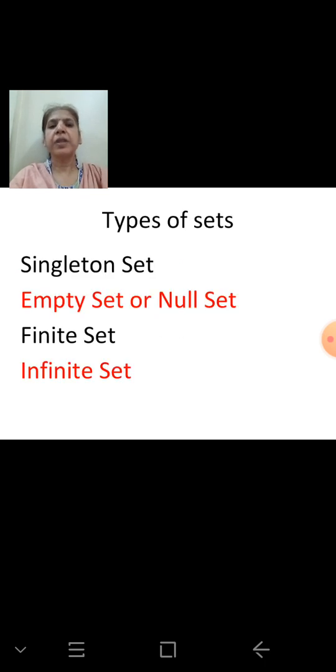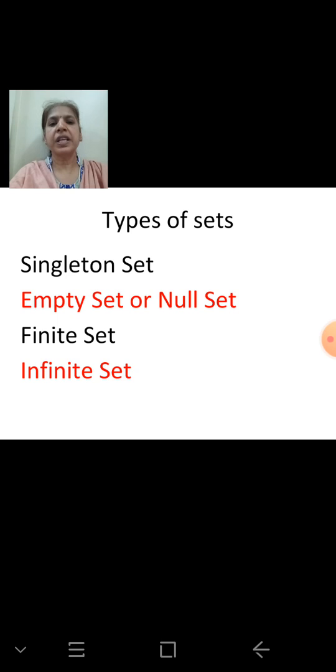Let's recall the types of sets we have studied in the previous session. Singleton set, that is a set having a single element in it. Empty set or null set, where there is not a single element. Finite set, that is a set having limited elements which are countable, like the natural numbers from 1 to 10. And infinite set, where the elements of the set are unlimited and uncountable, like the set of natural numbers.